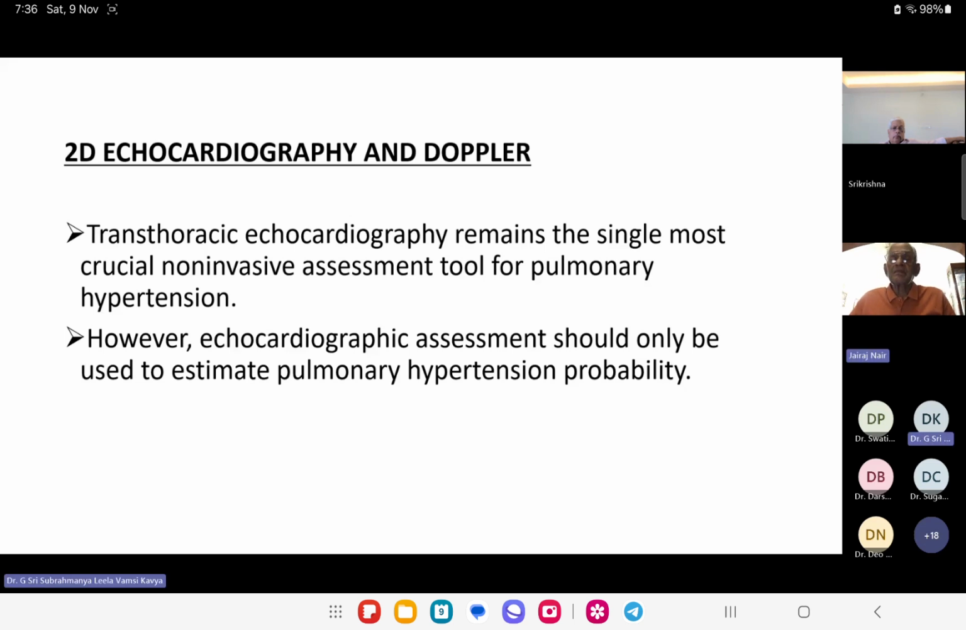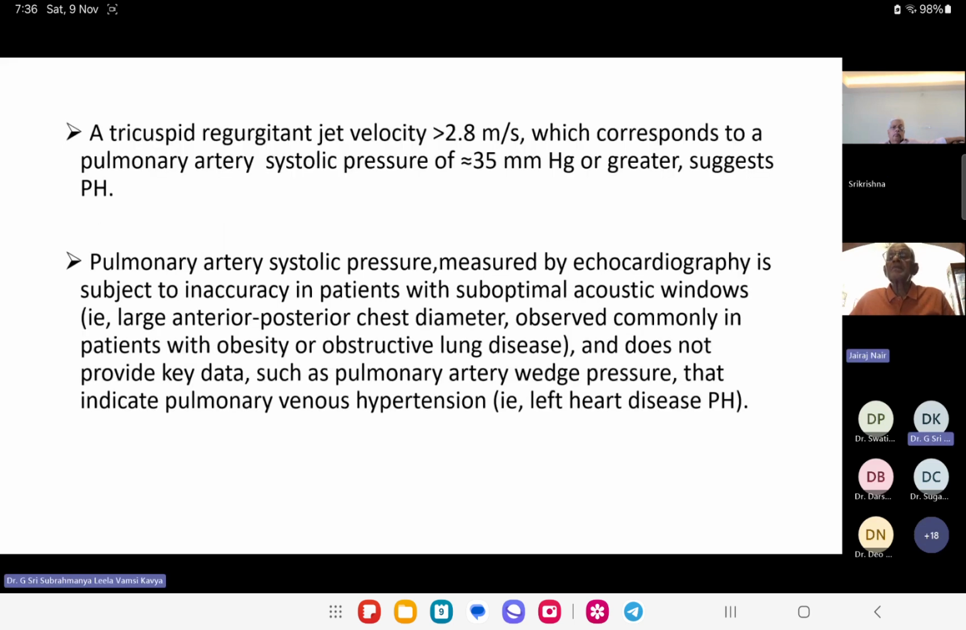A tricuspid regurgitant jet velocity greater than 2.8 meters per second, which corresponds to a pulmonary artery systolic pressure of 35 mmHg or greater, suggests pulmonary hypertension. Pulmonary artery systolic pressure, which is measured by echocardiography, is subject to inaccuracy in patients with suboptimal echo windows, that is, large anterior to posterior chest diameter, observed commonly in obesity or obstructive lung diseases, and this does not provide key data such as pulmonary artery wedge pressure that indicate pulmonary venous hypertension, that is, left-sided heart disease.